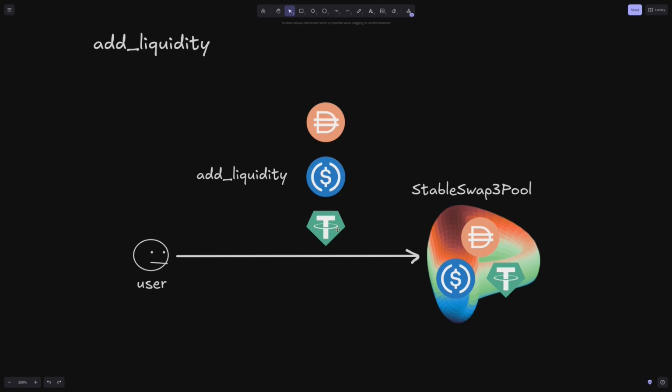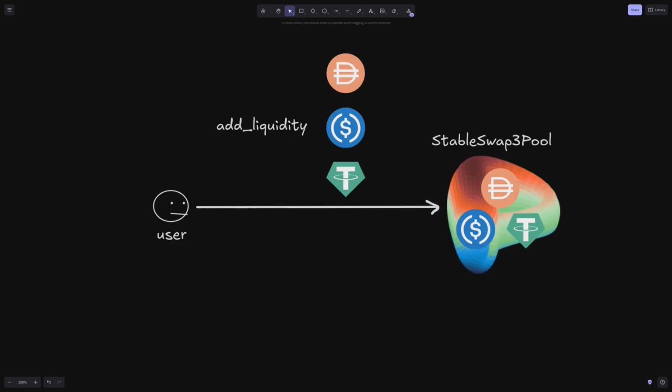As another example, let's say that the user only wants to put in USDC and USDT. Then for USDC and USDT, they will specify an amount that is greater than 0, and for the amount of DAI, they will set it equal to 0. Next, the amount of tokens that the user specified is transferred into the StableSwap 3-pool contract, and the contract will calculate the amount of LP shares to mint to the user. Here, LP means liquidity provider. The owner of the LP shares will later be able to withdraw any of these tokens in exchange for giving the LP shares back to the pool contract.